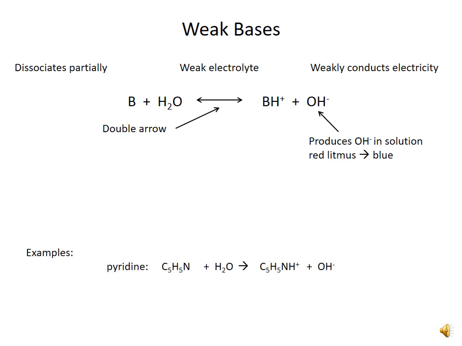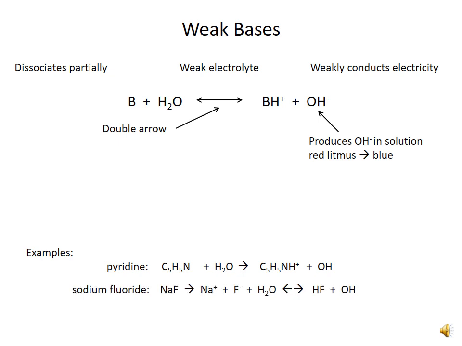So here are some specific examples. As I mentioned, these don't always look like bases, so here's the case of pyridine, C5H5N. This molecule, if tested with litmus paper, will turn red litmus paper blue, and that's because it's accepting a proton from water, which ultimately produces hydroxide anion in solution.